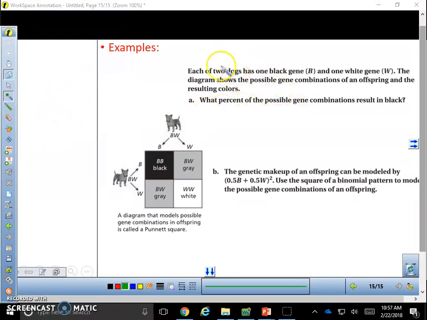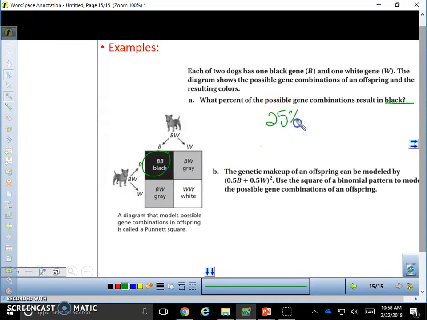Each of 2 dogs has 1 black gene, capital B, and 1 white gene, capital W. The diagram shows the possible gene combinations of an offspring and the resulting color. What percentage of the possible gene combinations result in black? So black is 2 capital B's, and what is that? That's a 25% chance, because that's 1 out of 4. 1 out of 4 options. Okay, 4 ways that can happen. 1 out of 4 ways.